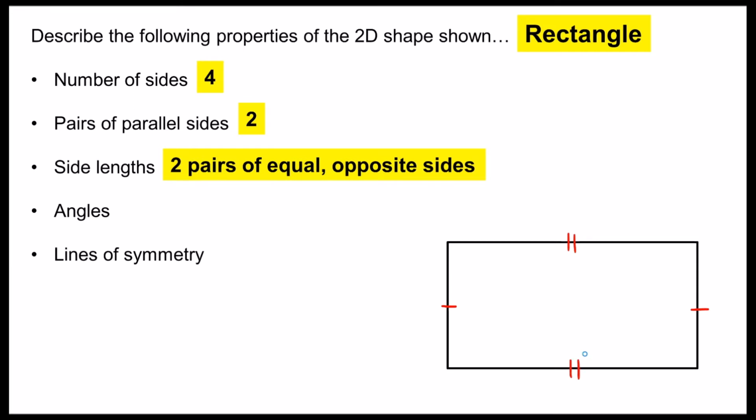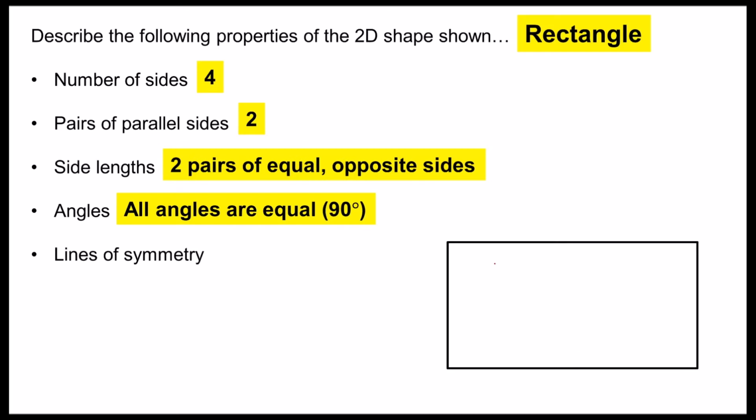In terms of angles, we can say that all of the angles are 90 degrees. And lastly, lines of symmetry. A rectangle has 2 lines of symmetry. One of the lines of symmetry is down the middle, just here. The other line of symmetry is going across the shape, like so.